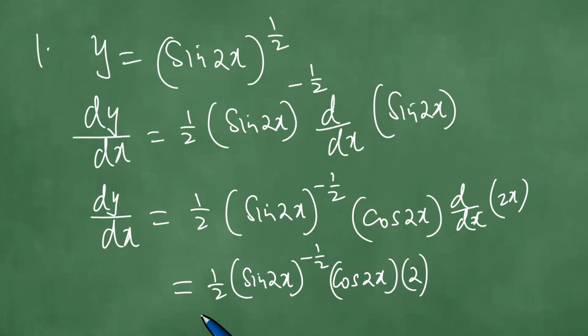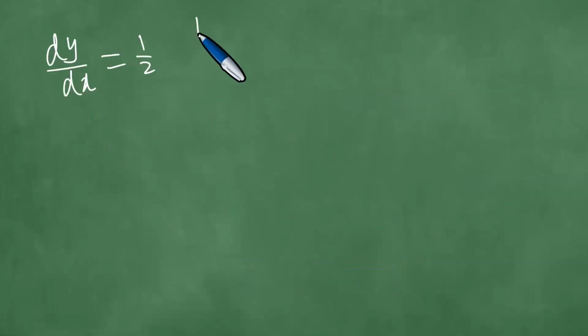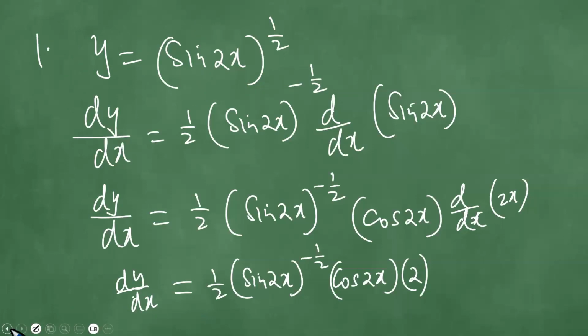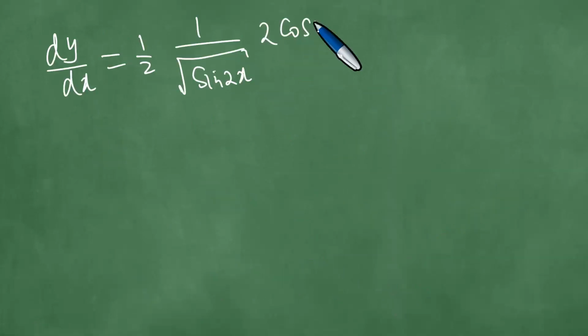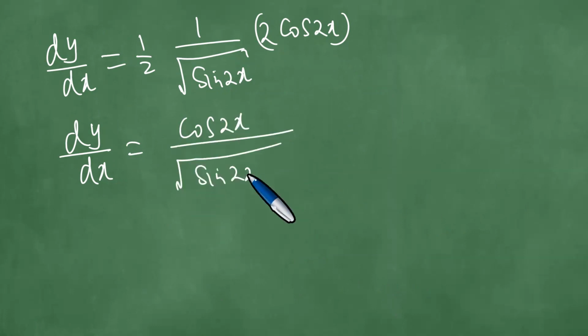This answer can be written in many forms. Because here you have a negative power, you can write dy/dx as 1/2 times 1 over the square root of the sine of 2x, then times 2 cosine 2x. Now the 2 cancels, giving us dy/dx is the same as the cosine of 2x divided by the square root of the sine of 2x, like so. So this is the answer to this question.